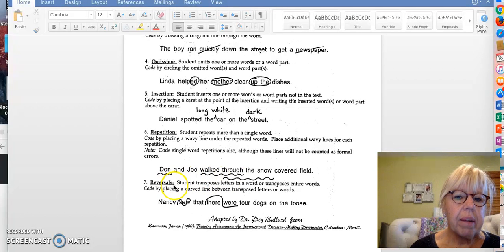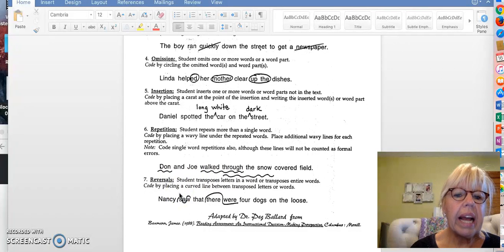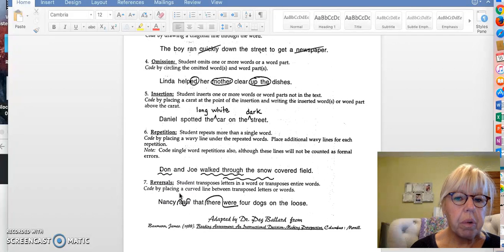Our last item that we code and count as an actual miscue are reversals. And we use the proofreader's mark for reversals. "Nancy was that were there four dogs on the loose" is how this would have been read by the student.